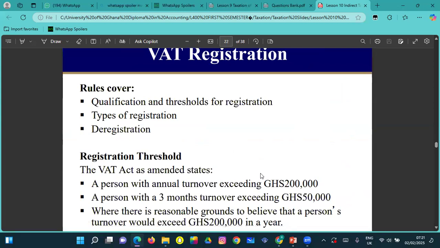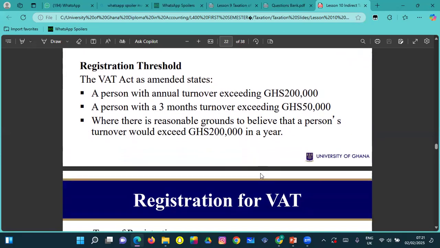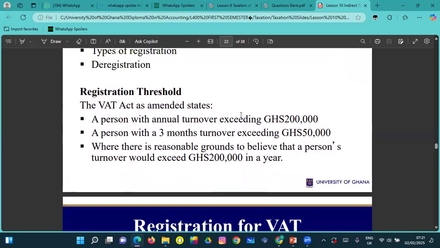Now let's look at VAT registration, the rules that cover them. So we have the qualification and threshold for VAT, the type of registration, and then when, let's say you are a registered person, what happens for you to get the registration, right? So registration threshold, the VAT as amended states that a person with an annual turnover or an annual sales exceeding 200,000 is qualified to be registered. And then the person with a 3 months turnover exceeding 50,000 is also qualified, right?